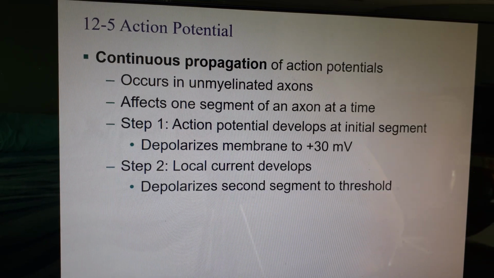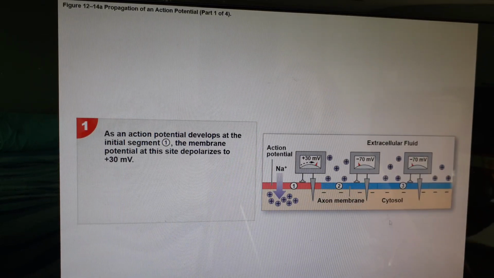So in a continuous propagation, this is an unmyelinated axon. That means every single section of the axon membrane must become depolarized and have its own action potential. So action potential starts at the initial segment, gets to +30 millivolts, we get a local current, and this will affect the next segment, like this. So we've got an action potential here, we have lots of sodium coming in, and now this +30 millivolts is going to start influencing the next section.